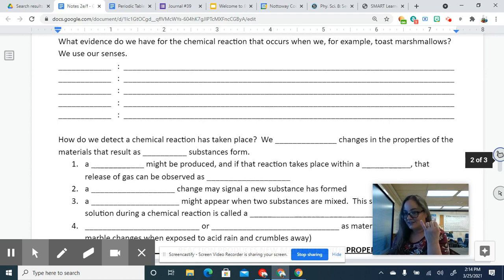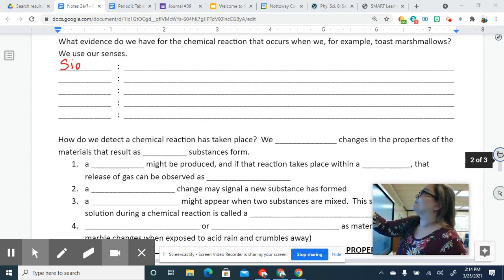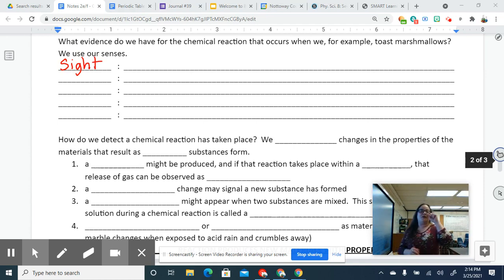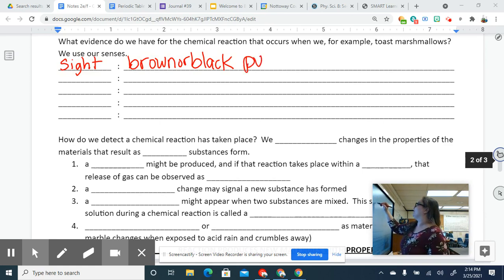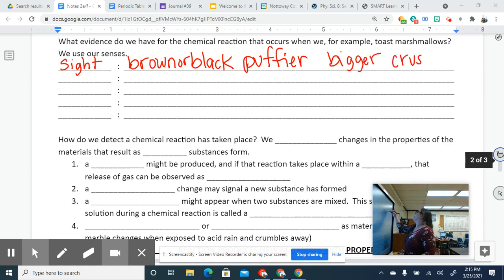Right. Good. Excellent. Okay. So let's start with sight. So seeing, what would we see that would let us know that the marshmallow had been toasted? An untoasted marshmallow looks different than a toasted one. It would be brown or maybe even black if you're the type that likes them that way. It might be puffier. It might be just bigger. Like sometimes they grow, they expand, right? And they get that crusty outer layer. All right. So all of those things are going to let you know we have a different substance, at least on the outside of this marshmallow.